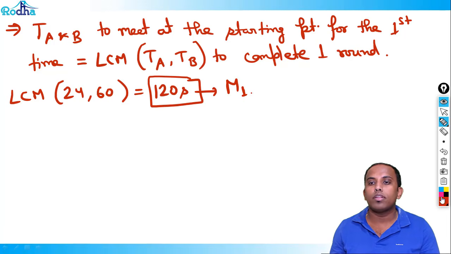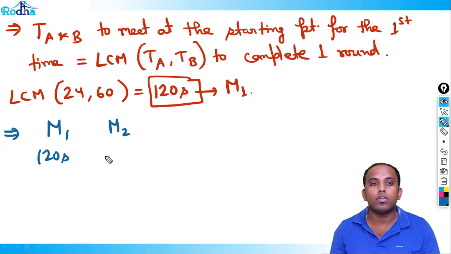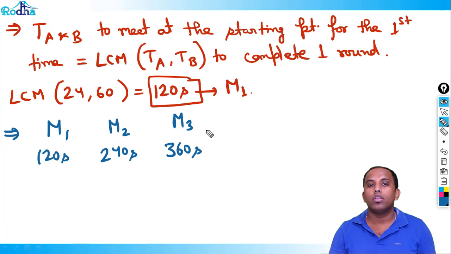Okay, so obviously the second meeting time will happen at... now M1 is happening first, they're meeting at 120 seconds. So obviously the second time they'll meet after a multiple, now 240 seconds, right? The third time they'll meet after again 120, that is 360 seconds, correct? So this will go on. Okay, so this is a funda of meeting at a starting point.